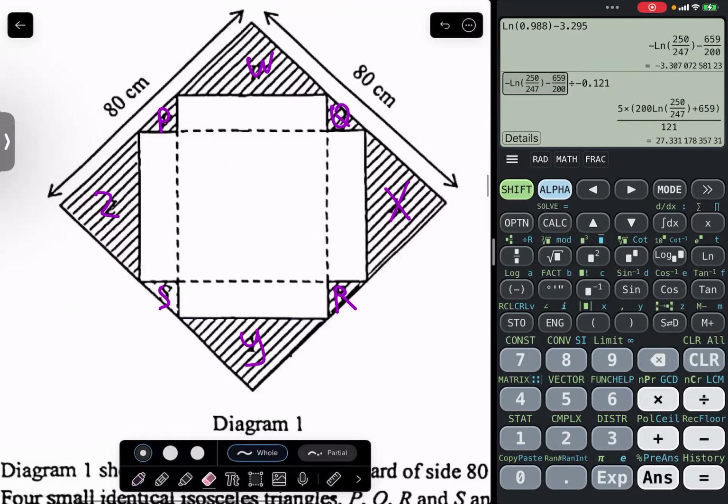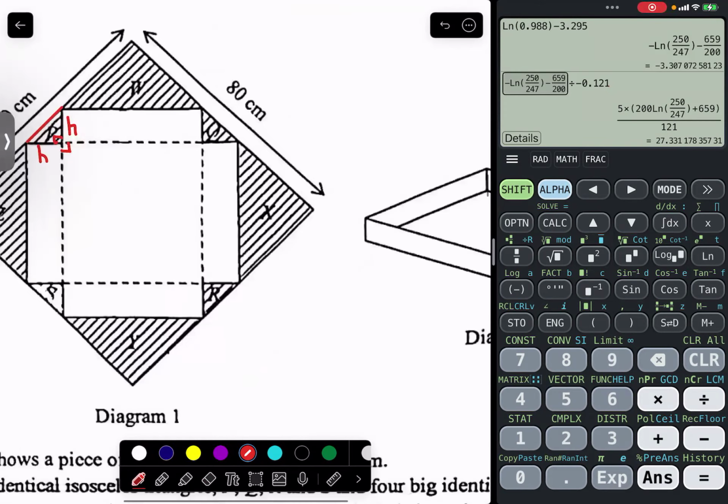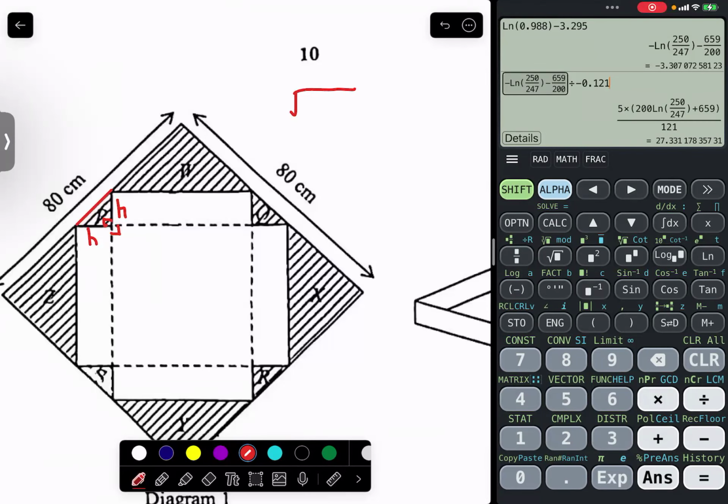I hate tiny diagram questions, with so many lines it's very hard to annotate. Basically this is h, this is h, and this is a right angle. So this small little length down here would be Pythagoras, right? We can do Pythagoras for this part: square root of h squared plus h squared, which is square root of 2h squared, simplified as square root 2 times h.